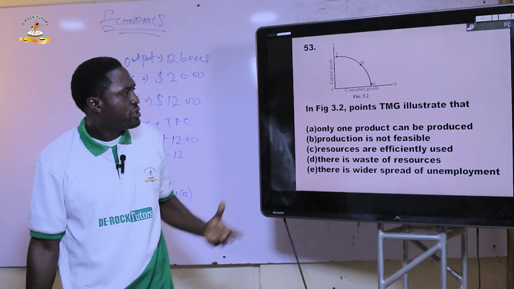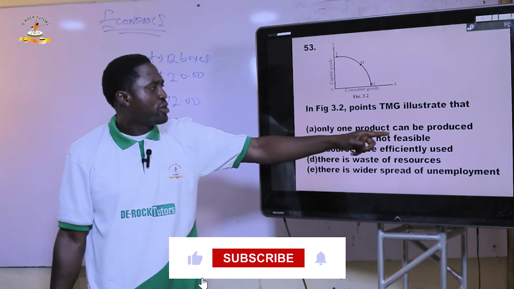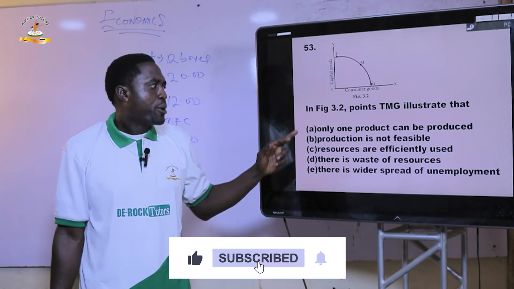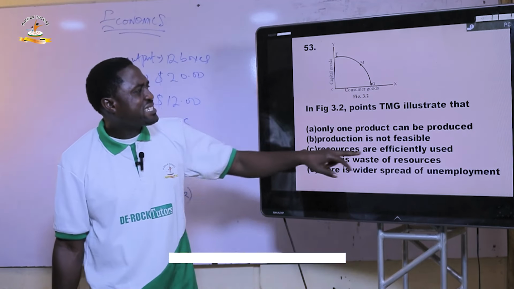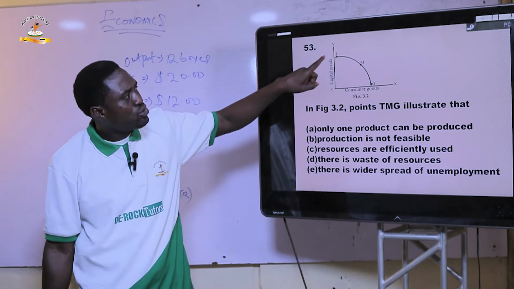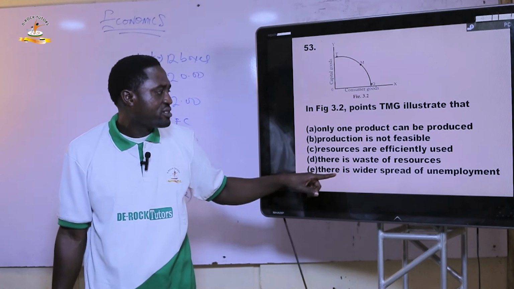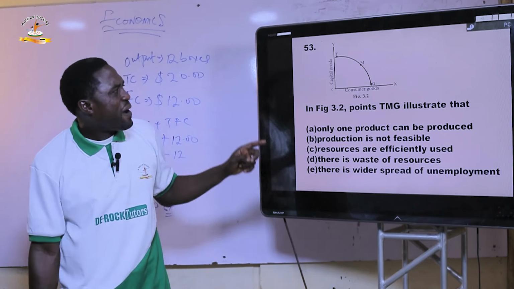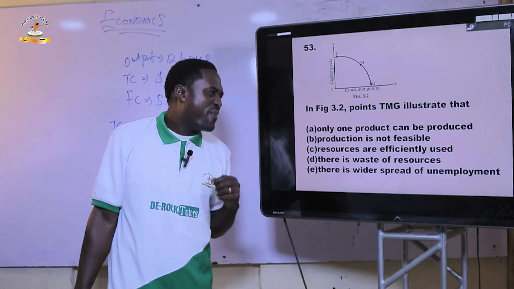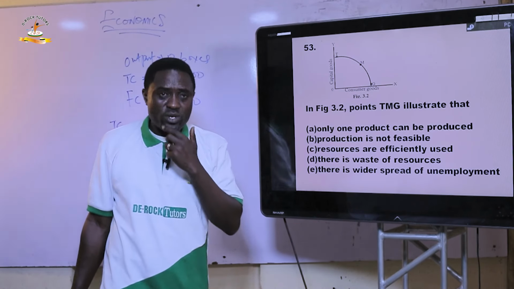Now, let's go back to the question. Point TNG illustrates that only one product can be produced? No. Production is not feasible? No. Resources are efficiently used. Resources are efficiently used on this curve, TNG. There is no waste of resources, no wider spread of unemployment. So the perfect answer to this question is resources are efficiently used. The next question.